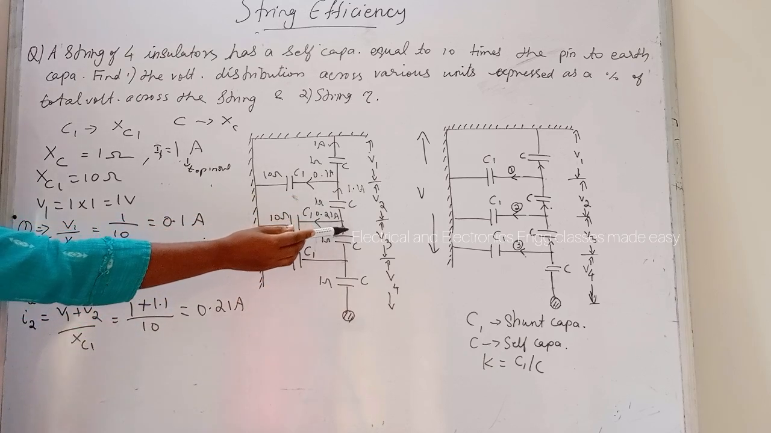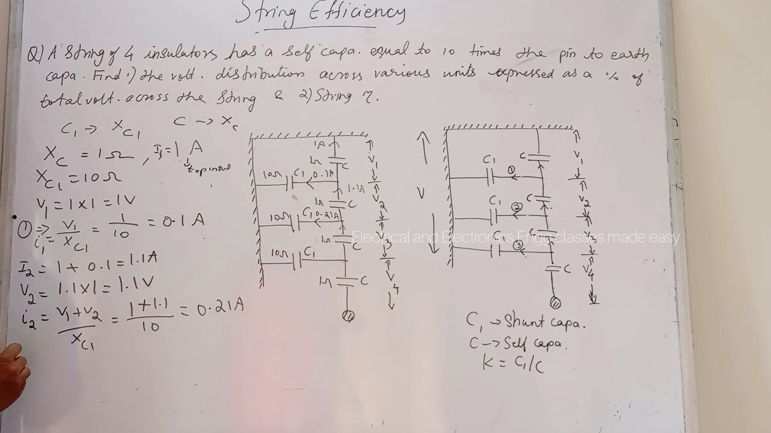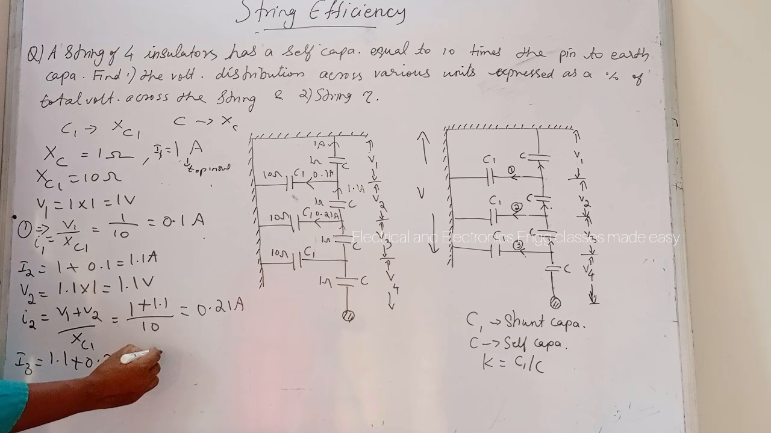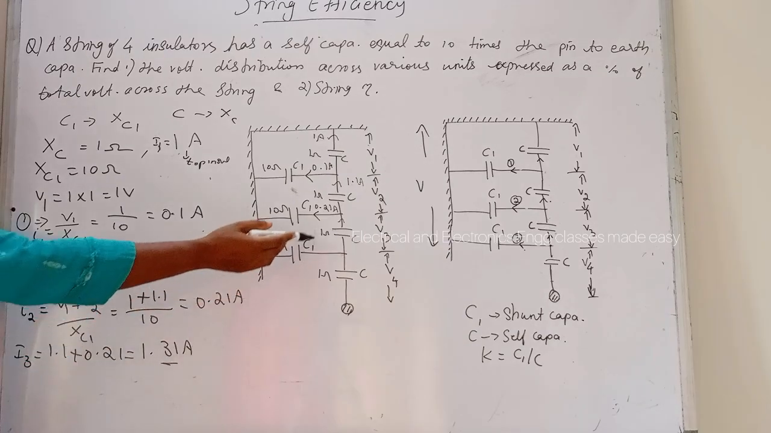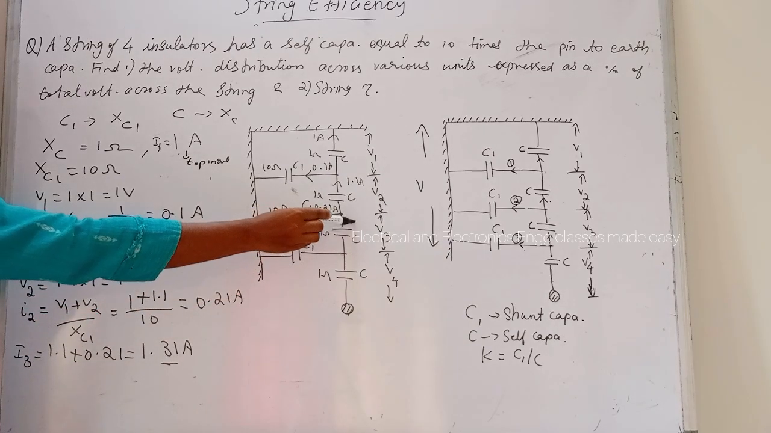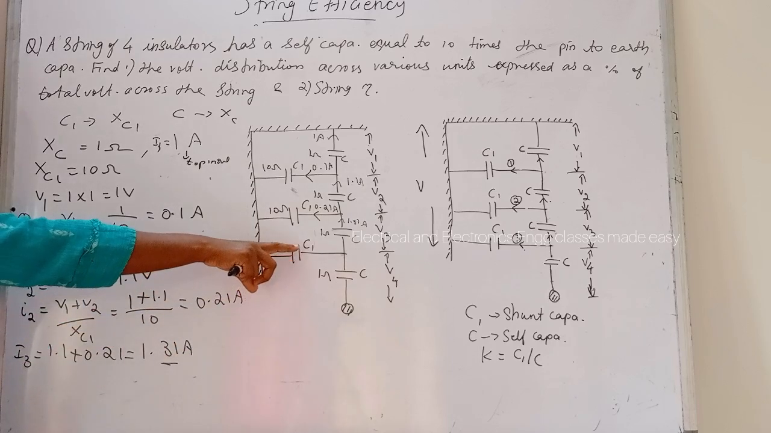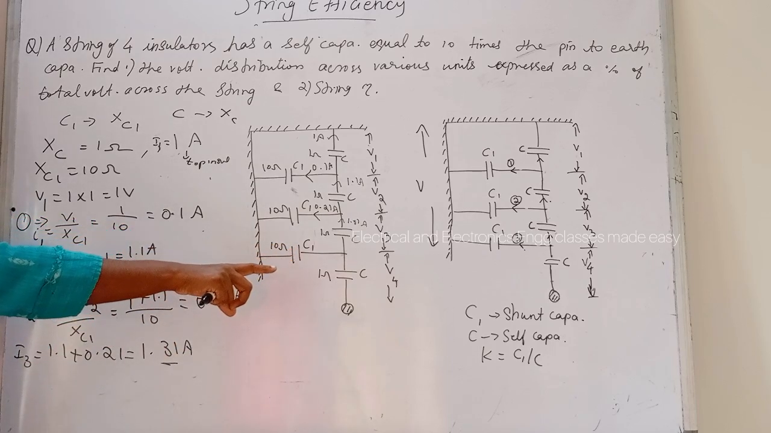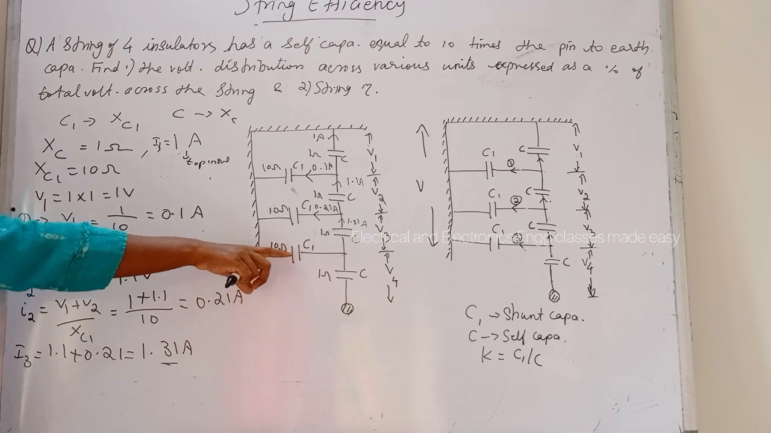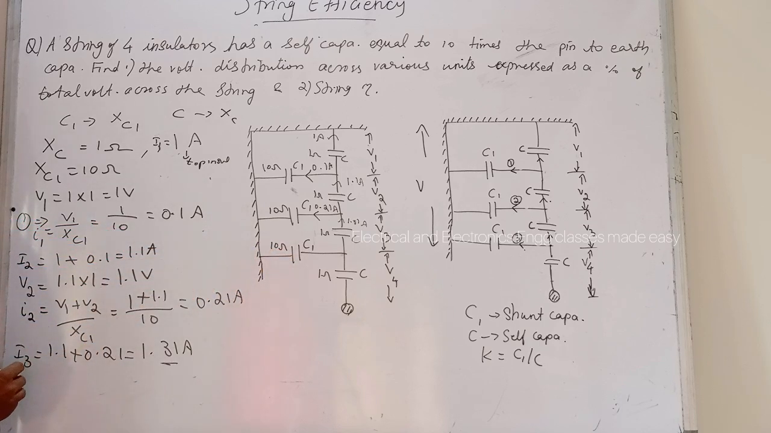Then what will be this current? That is I3. Capital I3 is equal to 1.1 plus 0.21, and that is equal to 1.31 amperes. So I3 is 1.31 amperes. Now what will be the current through this capacitance? That is the current through this shunt capacitance, that is I3.